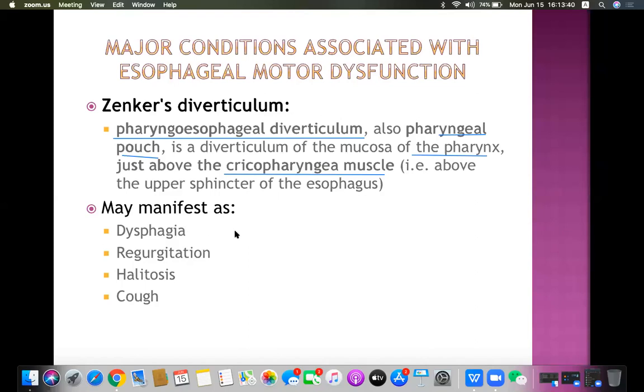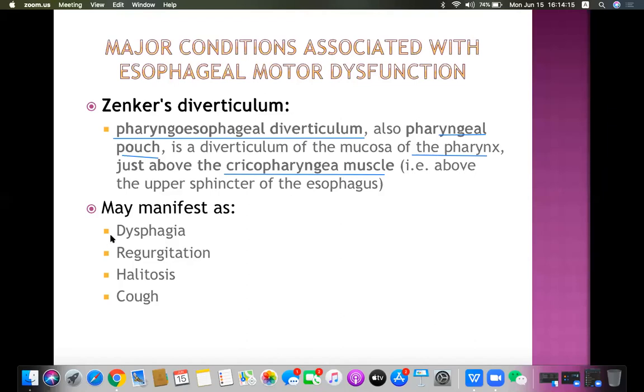Now, what will happen in this condition? Listen carefully. This is a diverticulum, meaning a pouch, and when we swallow our food, some of the food may go there and accumulate. Not only food, even drinks will accumulate there. After the pouch is filled with fluid or food, it may act as a mass, and that mass can put pressure on the esophagus or that part of the pharynx.